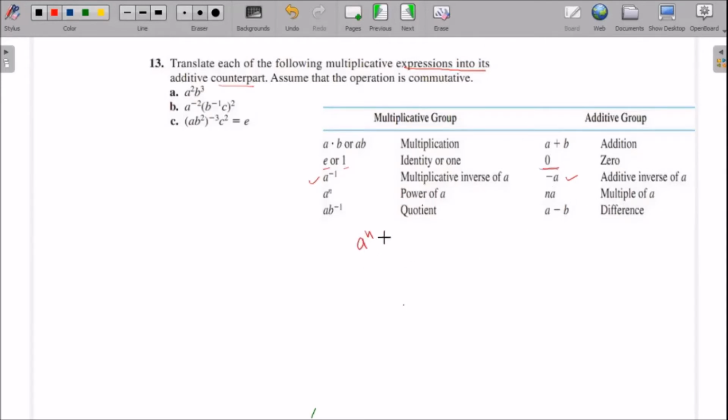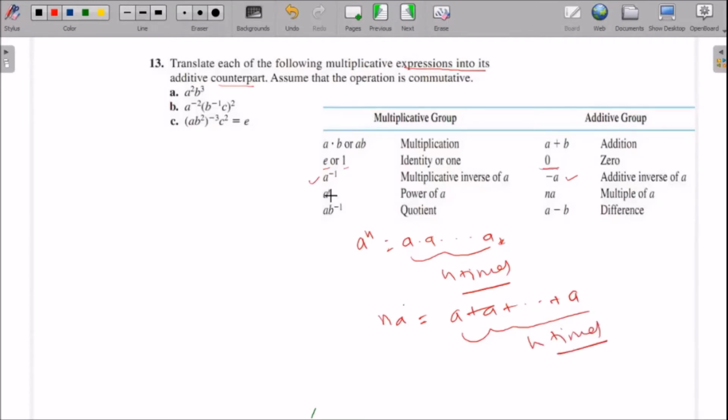A to the power n means in multiplicative group A, n times, and in additive group NA means we need to add A n times. So what is in the power in multiplicative group, they come as multiple of A in additive group. A to the power n means n times of A. So let us start solving one by one.